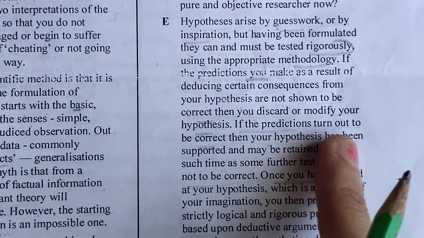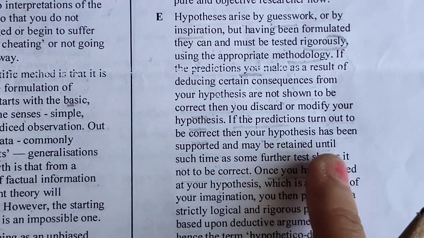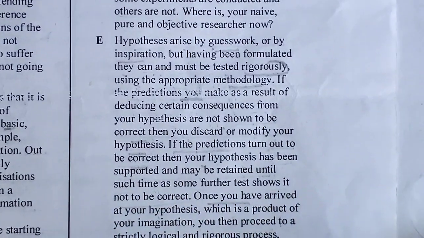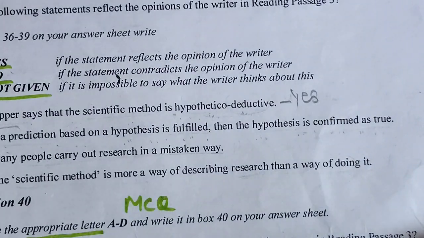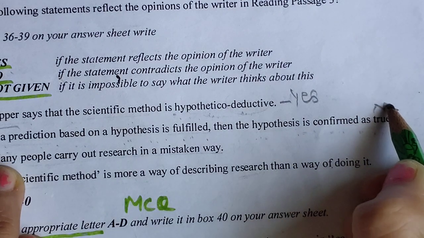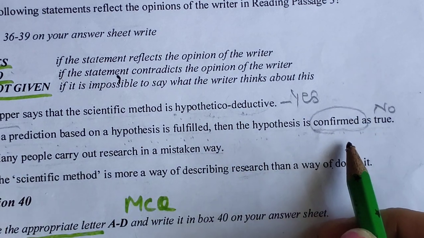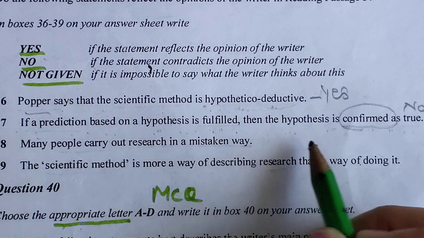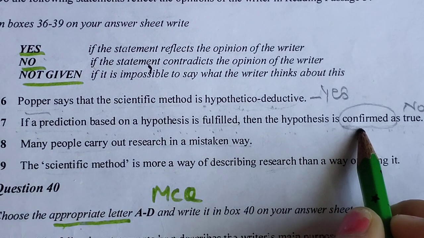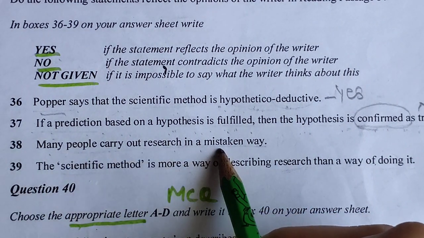If predictions turn out to be correct, then your hypothesis has been supported, and may be retained until some further test shows it may not be correct. So we can just mark it true? No, sorry, no. It is confirmed, it is not confirmed as true. For some time it may be confirmed, but later on, until someone finds a different answer, only till then it is true. Next question: many people carry out research in a mistaken way.